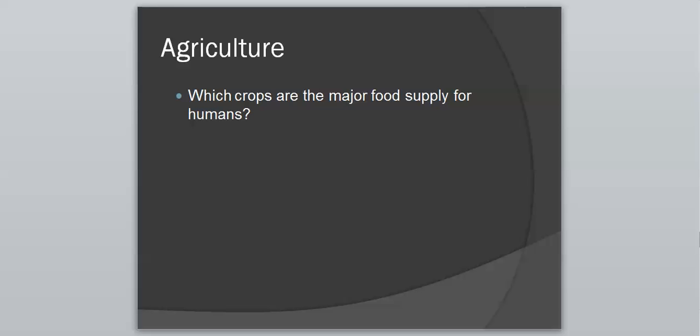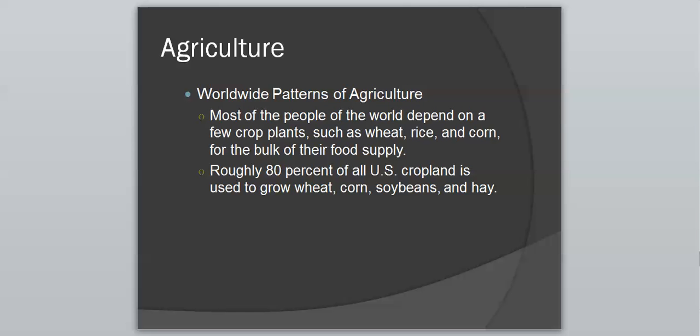Which crops are a major food supply for humans? I think we should be able to name some of these off the top of our head. The main crops that most of the world depends on are wheat, rice, and corn, and that's the bulk of the food supply. Roughly 80% of our U.S. cropland is used to grow wheat and corn. We also grow soybeans and hay. The wheat and the corn apply to us, but the rice is mainly over in Asia. There are huge populations of people over there, and they really depend on rice.